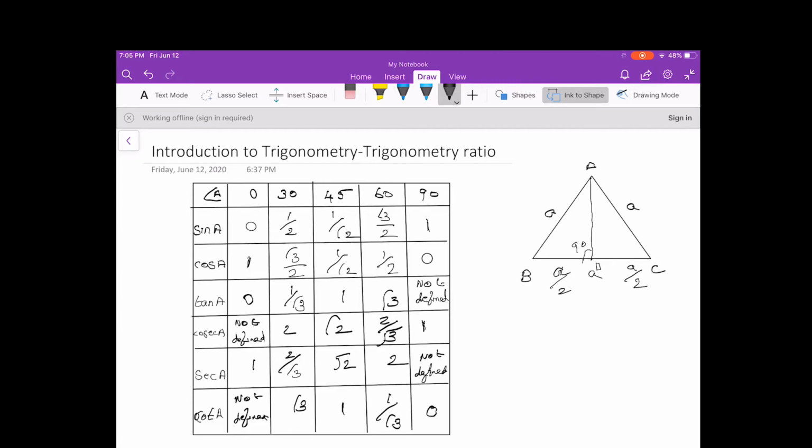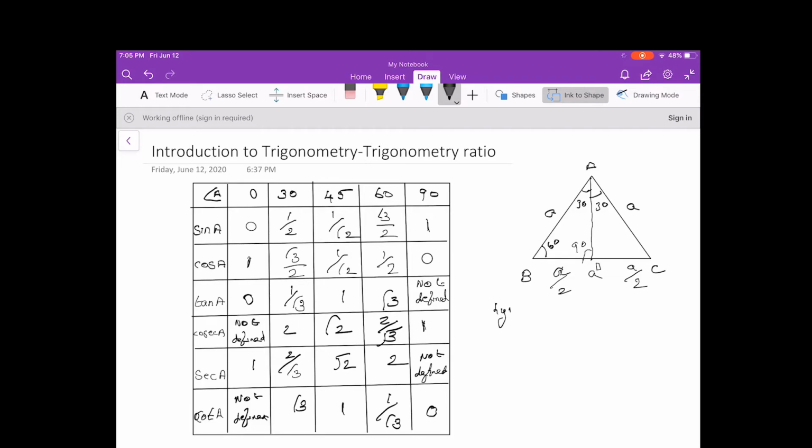Now I'll try to find out the adjacent side. This is the hypotenuse. This 60 degree has been divided into 2, so this is 30, 30. This is 60. Now you understood? Now with respect to A, I'm writing as A. So the adjacent side I have to find out.